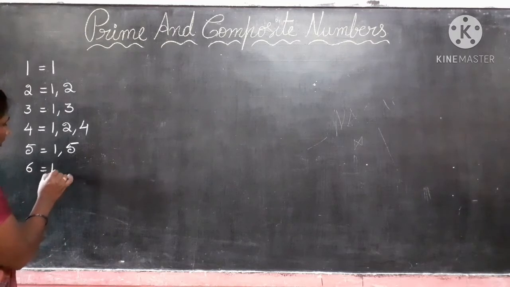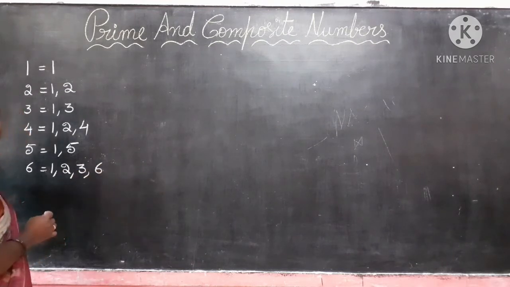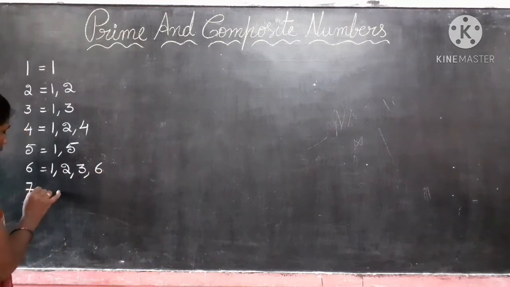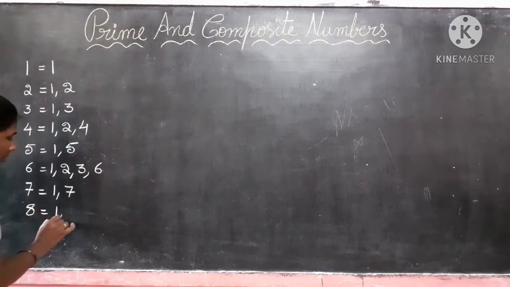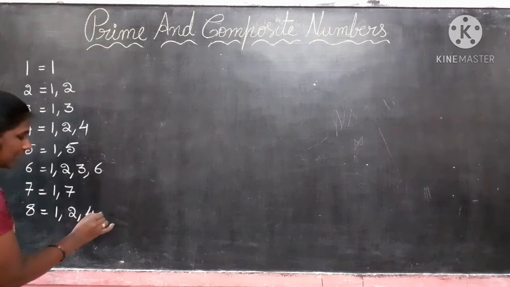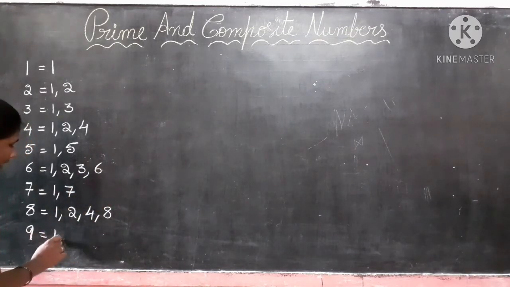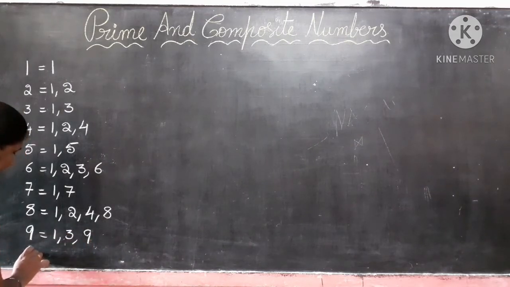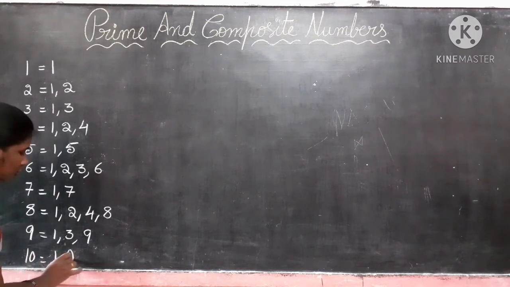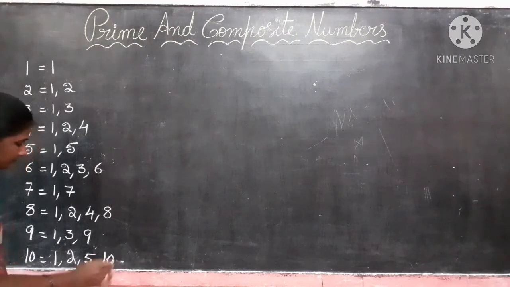6. 1 table 6 will come, 2 table 6 will come, 3 table 6 will come, and again 6 table 6 will come. 7. 1 table and 7 table. 8. 1 table, 2 table, 4 table, 8 table. Next 9. 1 table, 3 table, 9 table. 10. 1 table, 2 table, 5 table, 10 table.